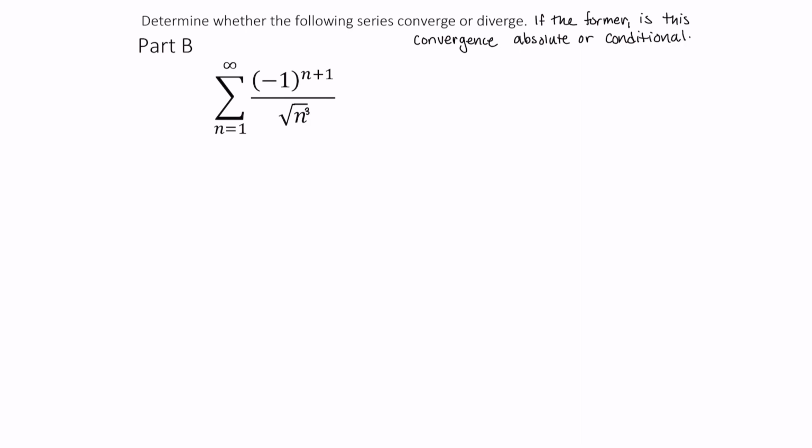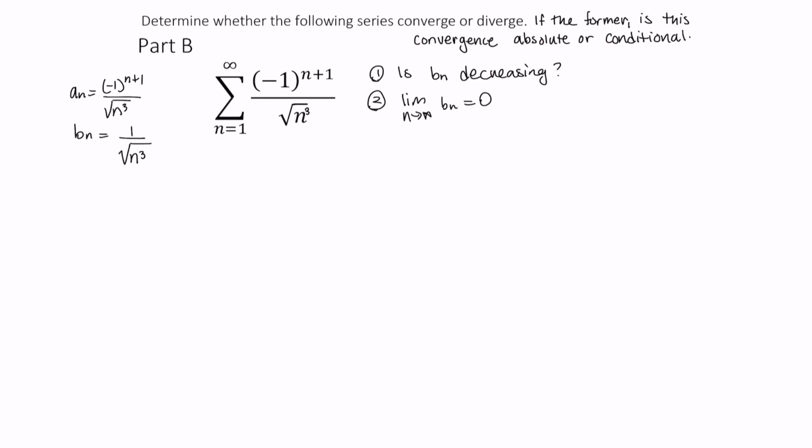Okay, so let's look at a couple things. The first is we're going to look at whether or not b sub n is decreasing. And so I'm going to make it really clear. A sub n is equal to negative 1 to the n plus 1 over the square root of n cubed. And b sub n is just equal to 1 over the square root of n cubed. So the first thing we're going to look at is, is b sub n decreasing. The next thing we're going to look at is the limit as n approaches infinity of b sub n. We need that to be 0.